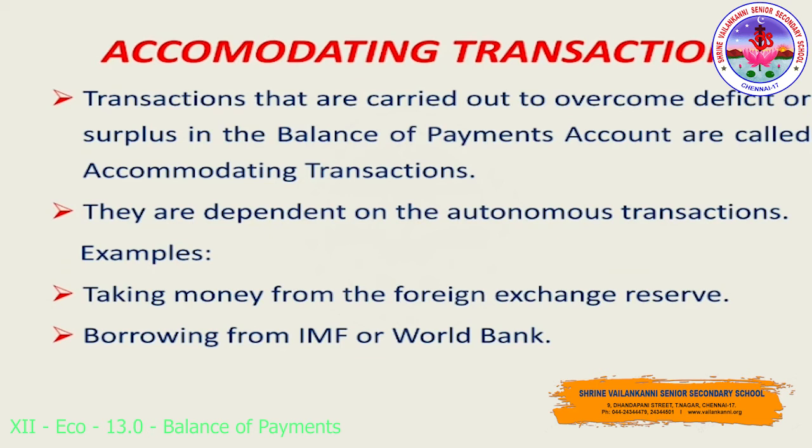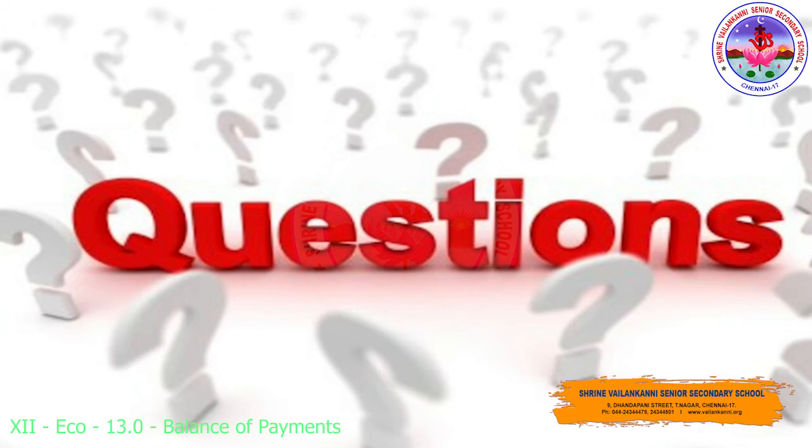So far we saw the meaning of balance of payment, the meaning of balance of trade, the difference between balance of payment and balance of trade, current account, capital account, and what are autonomous and accommodating items. Now let's recapitulate the topic with a few assessments.